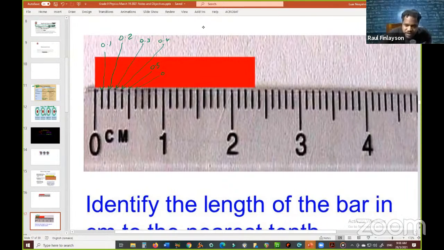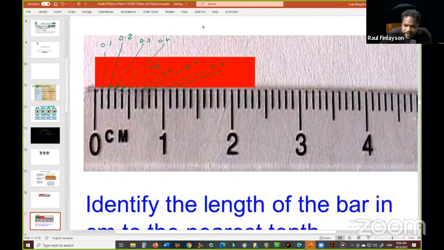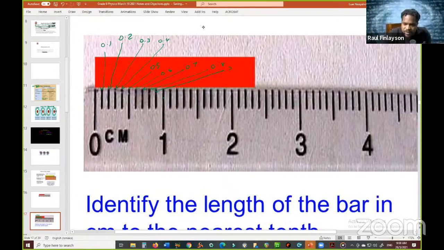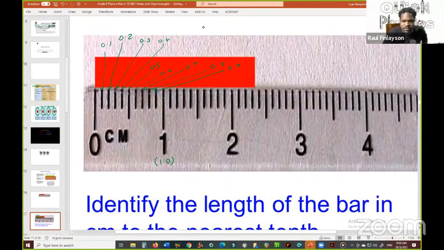So we're at 0.6 right there, and this should be 0.7. Right here would be 0.8, and of course we have 0.9 right here, and after 0.9 comes 1.0. So this one would actually be 1.0. We could write this as 1.0, and then we wouldn't have to label it. That's the principle here, guys.